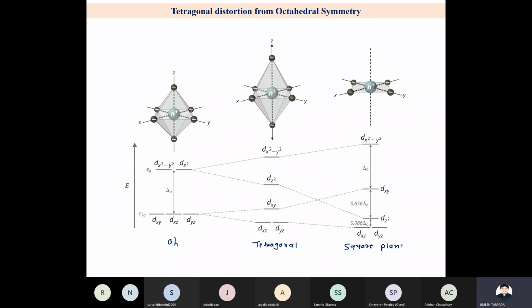In the case of square planar, what happens if you remove these two z ligands? Here you have dx square minus y square, where only the x component is there. So the x component has more energy, then the z component comes next. This is the splitting in a square planar complex, where only the x and y axes experience more repulsion. There is no repulsion on the z-axis, so the x and y components show more energy as compared to the z component.